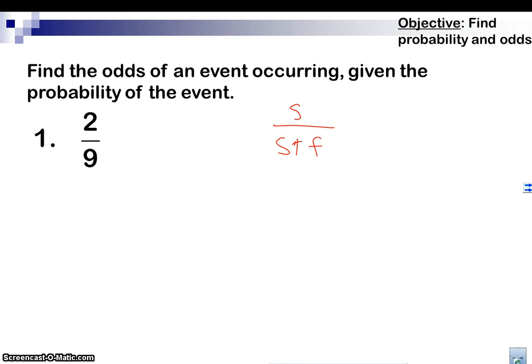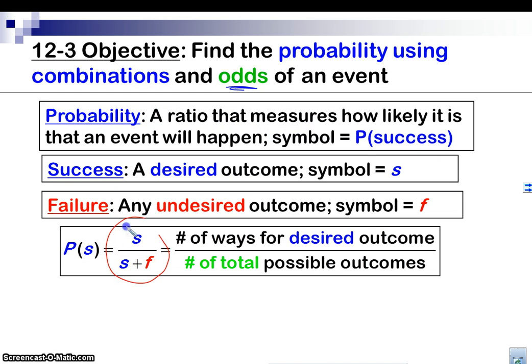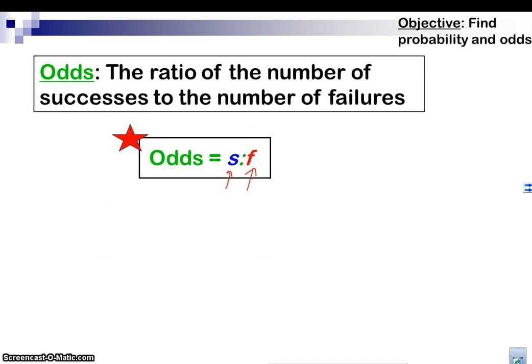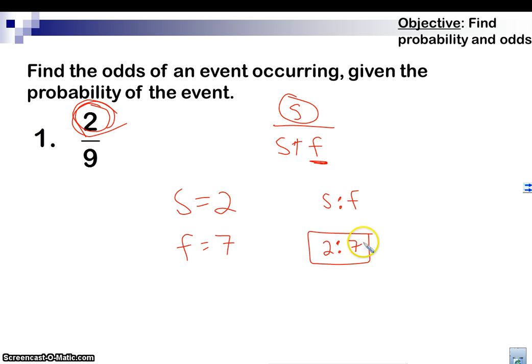Okay, this is what I had in the beginning of the video. Let's go right back. Here we go. Okay, S over S plus F. Okay, so if I'm doing this problem here, and I know that S has got to be 2, right? That's the probability. So I know S is 2. What's F? F has got to be 7, right? Because 7 plus 2 is 9. F has got to be 7. So what's the ratio? S to F? It'll be 2 to 7. That's it. Really, right? That was all you got to do.